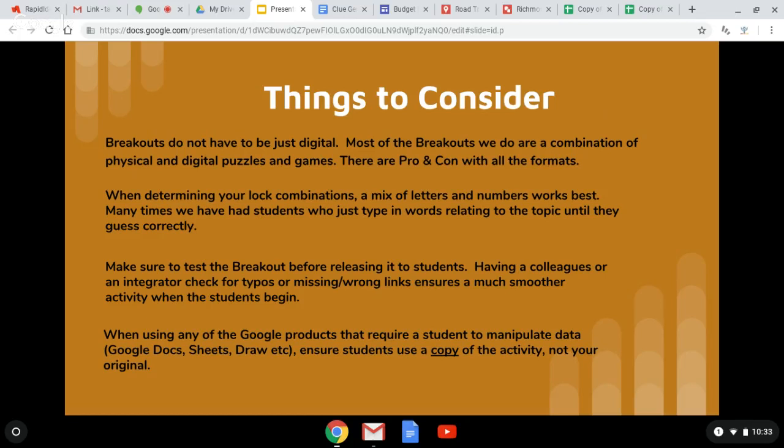Last little bit of advice, when you're using the Google products, always make it so the students have to work off of a copy, not your original document. They get on your original document, you never know what they're going to put on there. So always think ahead and make sure they're working off of copies. And I think that is about it for time for me. And I will turn it back over to Kelsey.